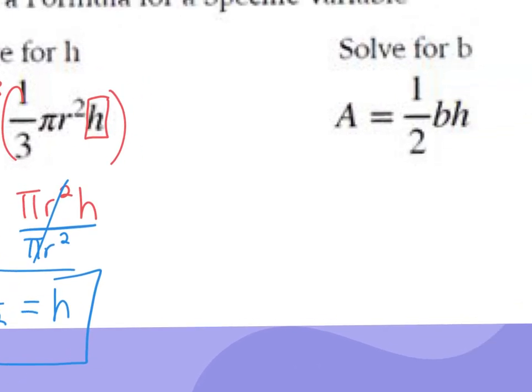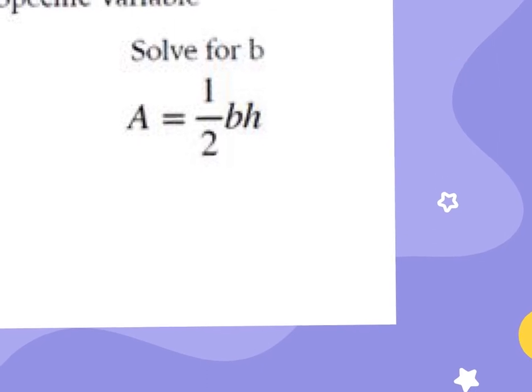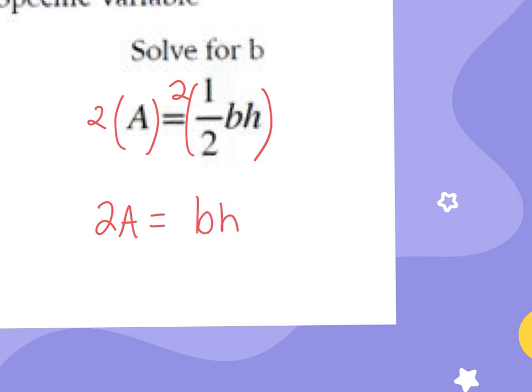Okay. Go ahead and try this one on your own. It works pretty similar to the other. It's actually quite a bit easier. Okay, this one. What did we do here? Times by 2. Times by 2. Got to kill that fraction of 1/2. 2 times a is 2a. 2 times 1/2 cancels, just giving me bh.